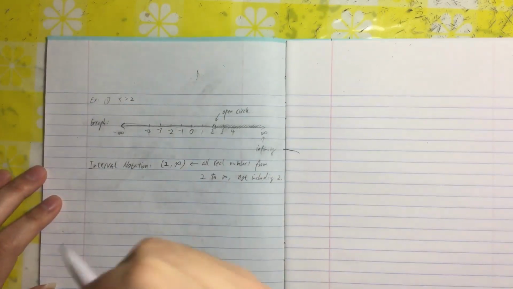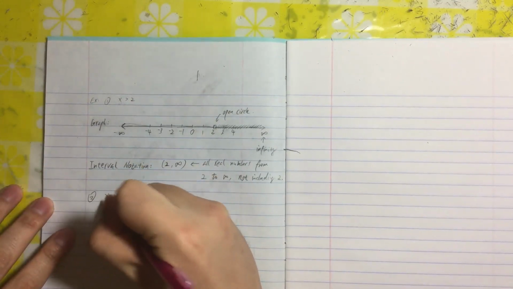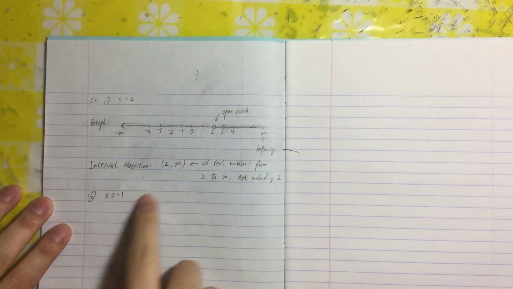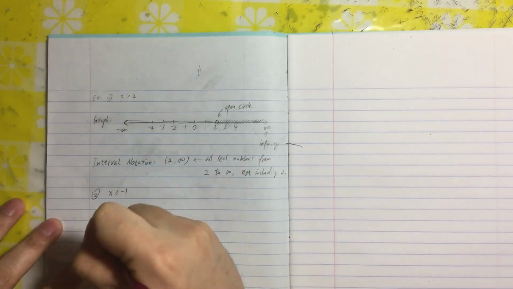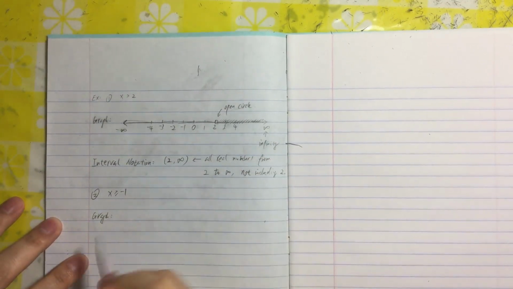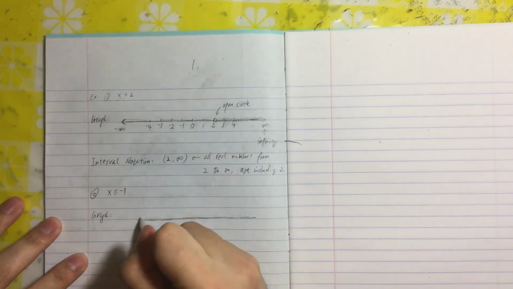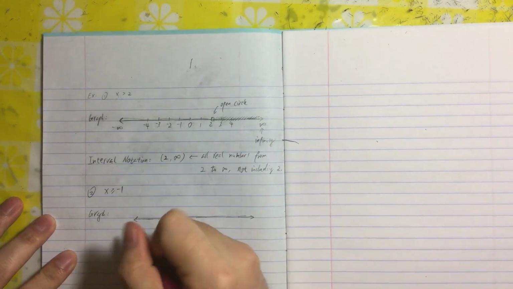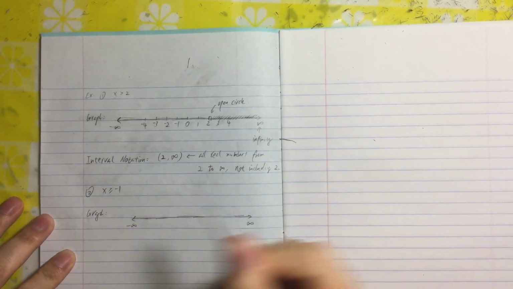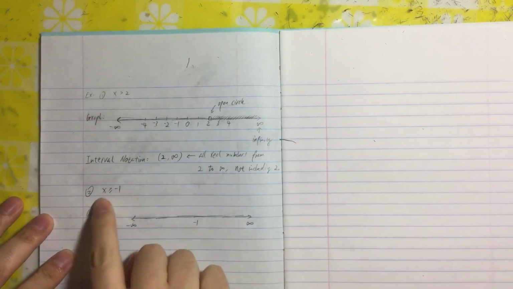Next example. x is greater than or equal to -1. How do we graph this inequality? So first of all, draw a number line. The number line goes from negative infinity to infinity. We know that -1 is somewhere on the number line.